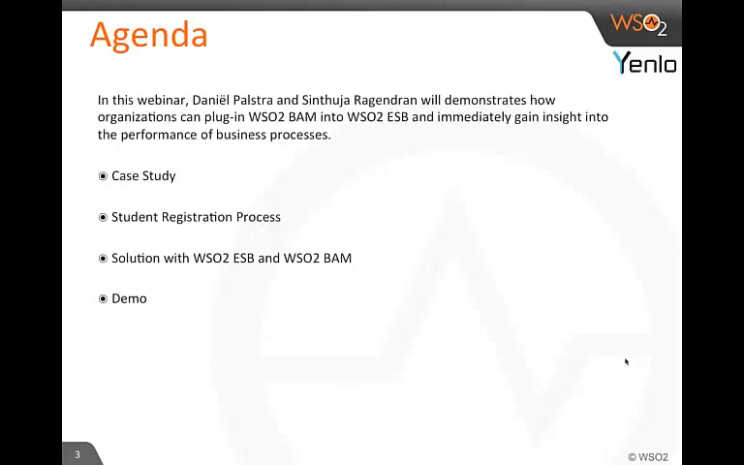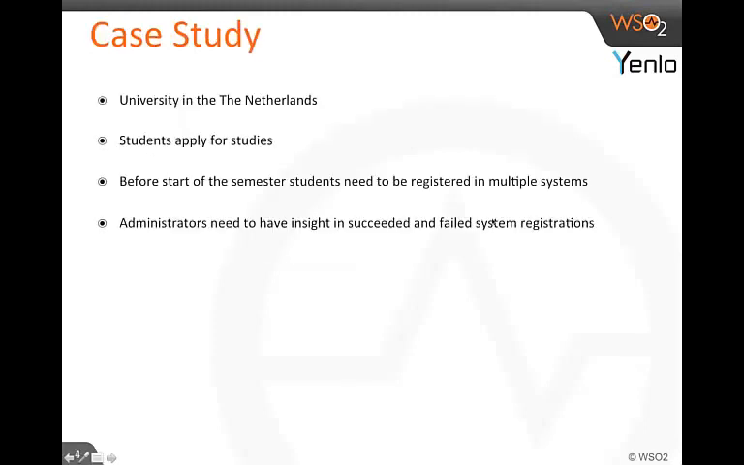So the case study is something we've done for a big university in the Netherlands. One of their business processes is that students apply for studies. Those students are approved to follow their studies, or they're not approved. But as soon as they apply for a study, a student registration message comes into the systems of this university, and this student registration needs to be delivered to multiple systems which need to do something with that data.